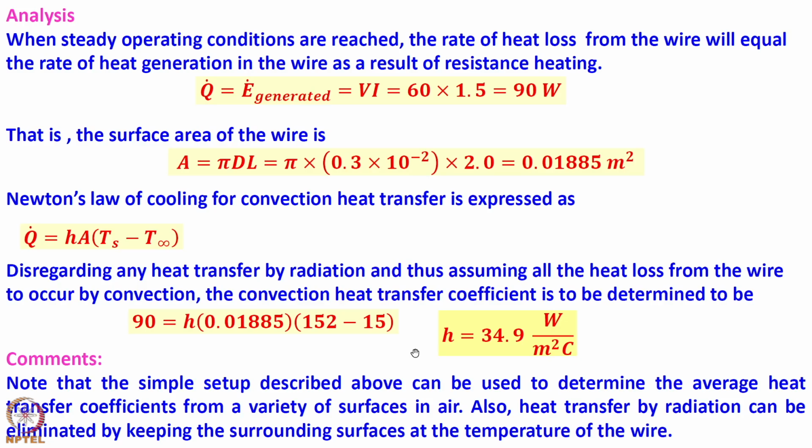Okay. Many times it is done to have an idea of the h value, and radiation can be eliminated by keeping the surrounding surfaces at the temperature of the wire. Suppose the entire room, everything is at 152 degrees centigrade, then radiation can be completely ignored, but here it is not a very good thing to do.